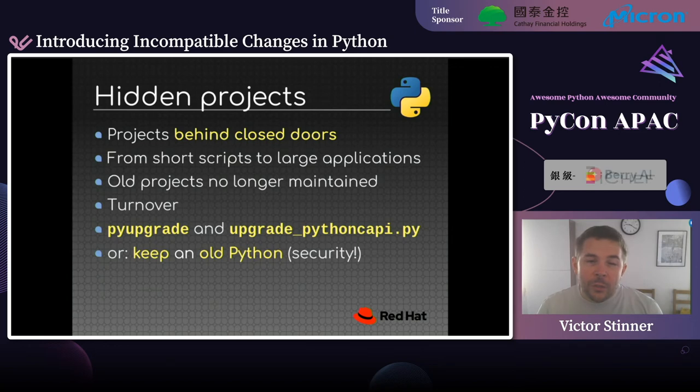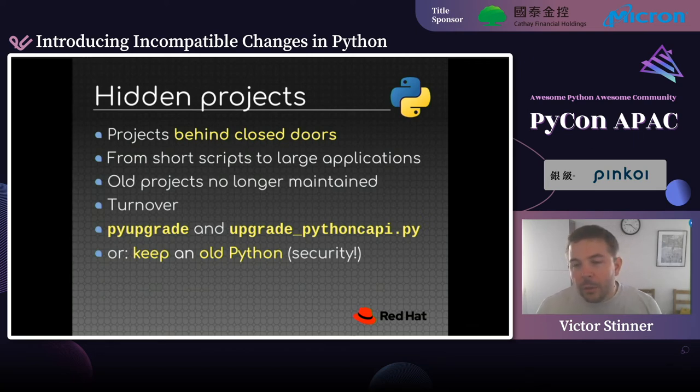The other issue with incompatible changes is what I call the hidden projects. So projects which are behind closed doors. You can say in general projects which are not published on the internet or not published on PyPI. You can think about very short scripts of a few lines, but there are also very large applications which are closed source, applications of big companies which are written in Python, and you are not aware of this. So you don't have access. So it's difficult to know which projects are affected. And it's not easy for us as Python core developers to know how to help these applications because we don't have access to them. You can think about old projects also, which are no longer maintained.